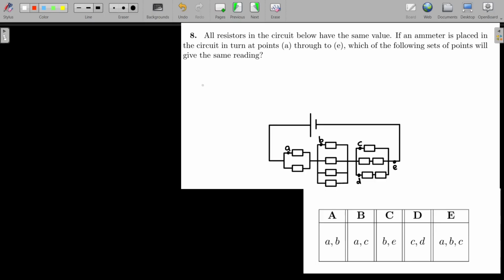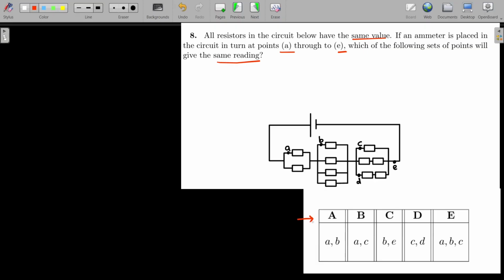Hello students, let us see this question. This question is very simple but very conceptual. So see what this question is. All the resistors in the circuit below have the same value. If an ammeter is placed in the circuit in turn at points A to E, which of the following sets of points will give the same reading?